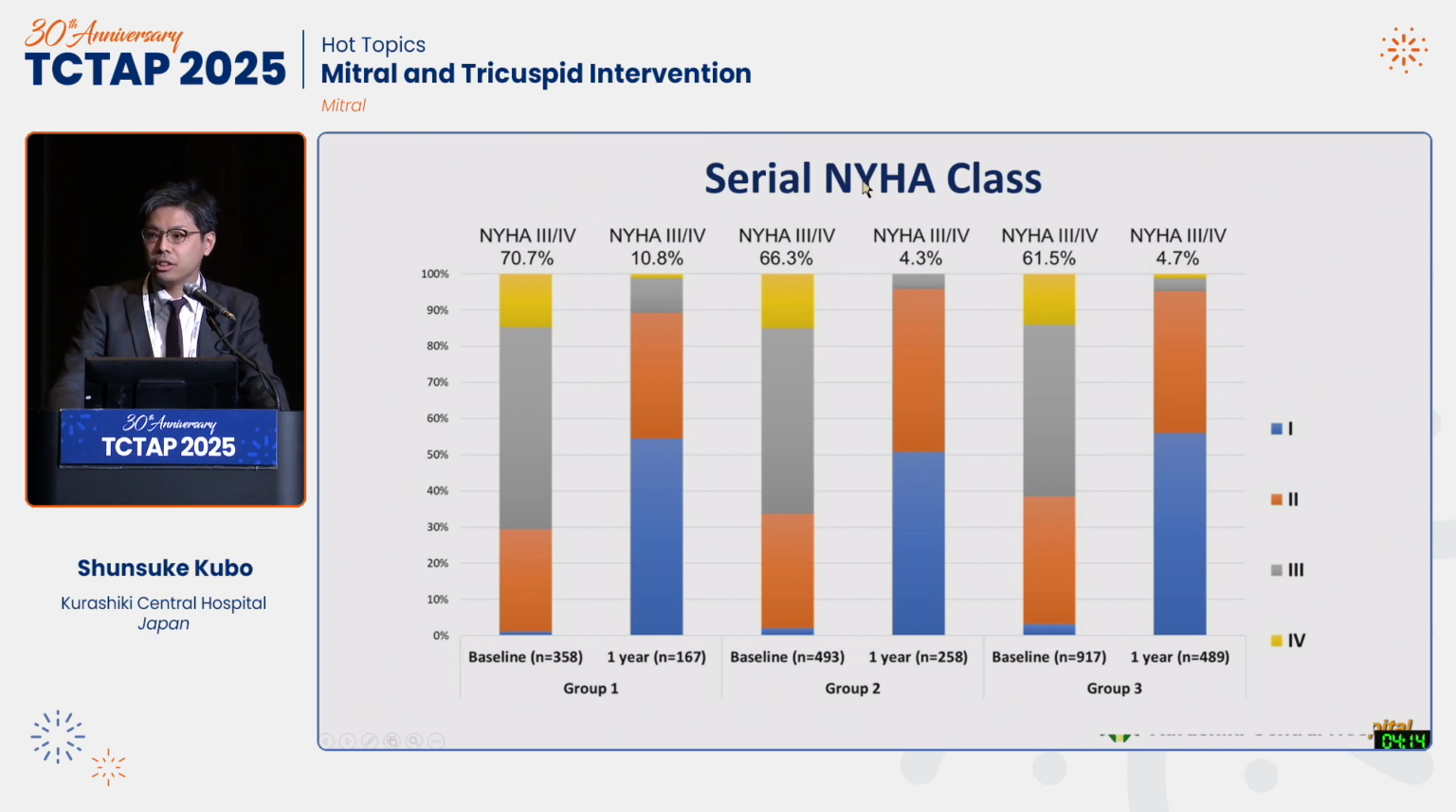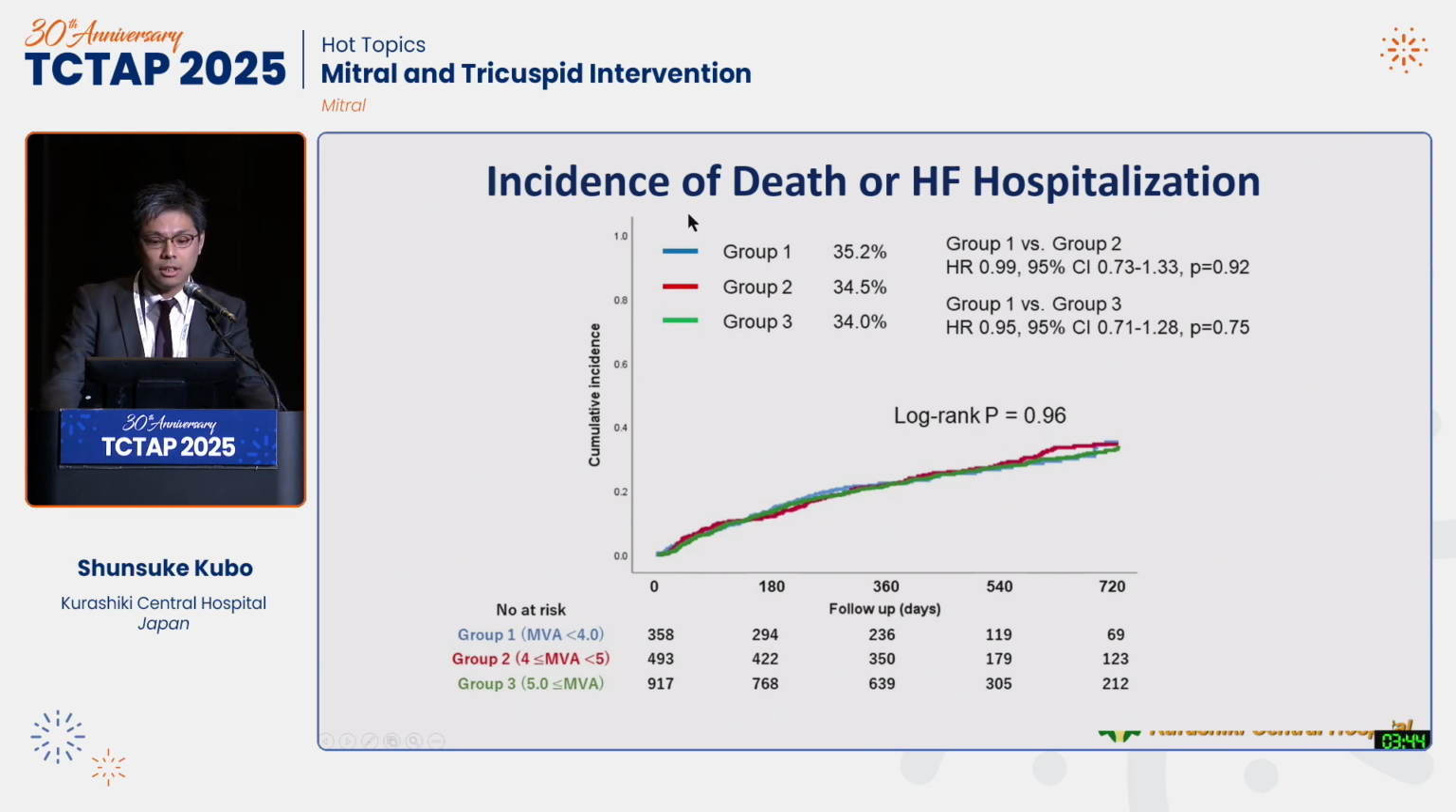This is the serial NYHA class. In all 3 groups, NYHA class dramatically improved at 1 year compared to the baseline. But as you can see, the proportion of NYHA class 3 or 4 was a little bit higher in patients with a small valve area. I think this was affected by the slightly higher pressure gradient in patients with a small valve area in this group. This is the clinical outcome. Surprisingly, the incidence of death or heart failure hospitalization was similar between the three groups. So valve area did not affect the clinical outcomes after TEER.